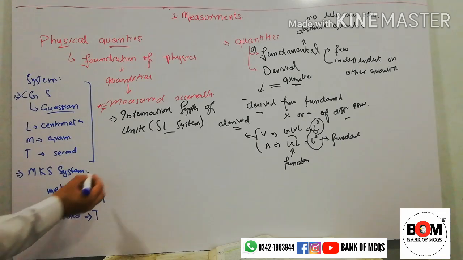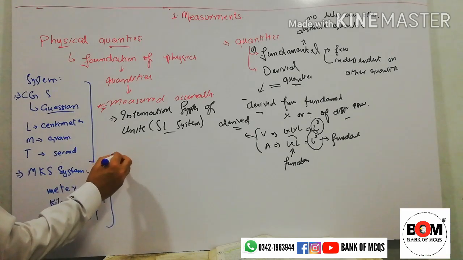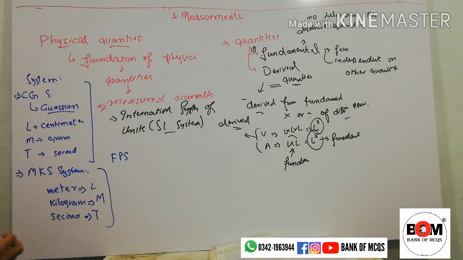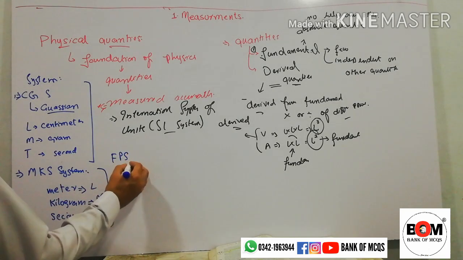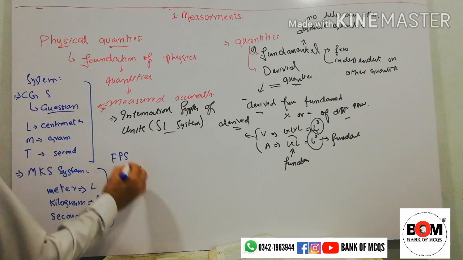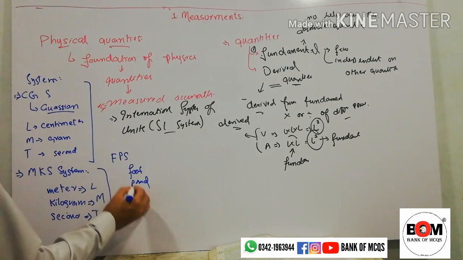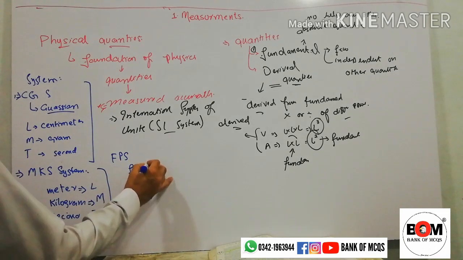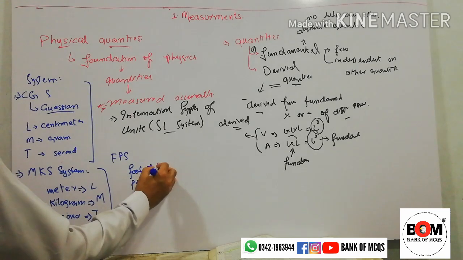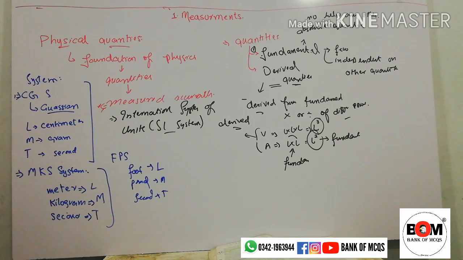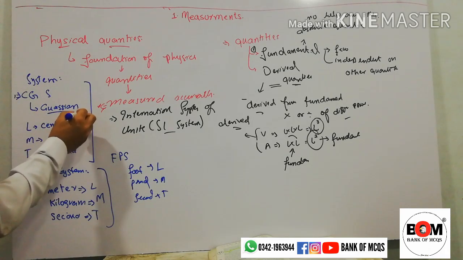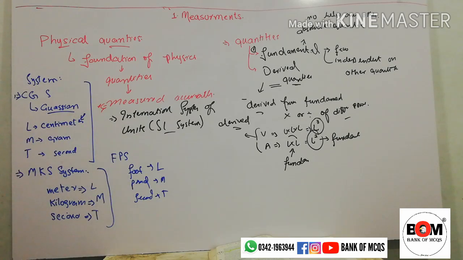We have another system that we call the FPS system. This is also called foot, pound, second. F means foot, P means pound, S means second. In this system, length is measured in foot, pound for mass, and second for time. So different systems provide different units to measure length, mass, and time.